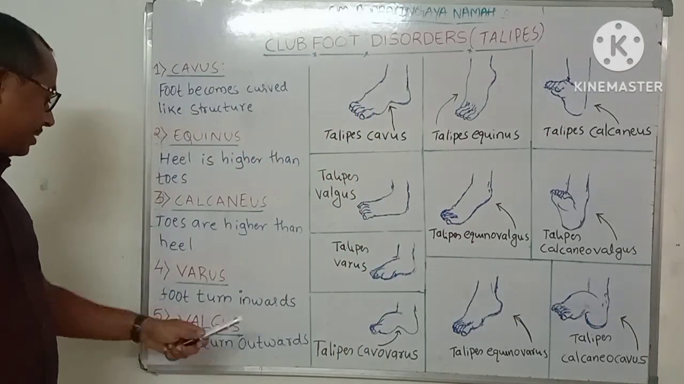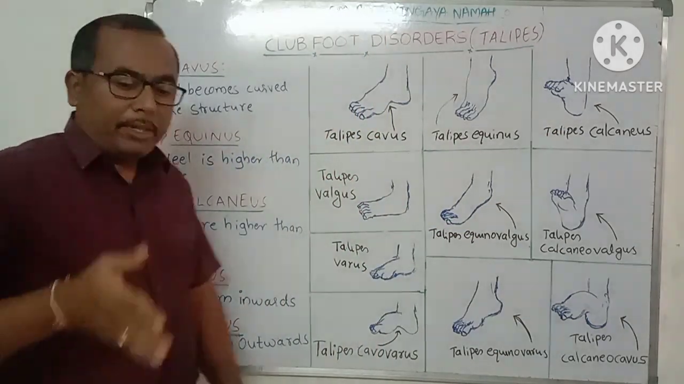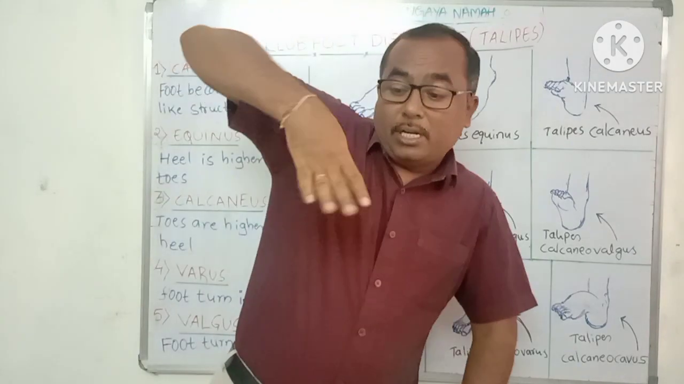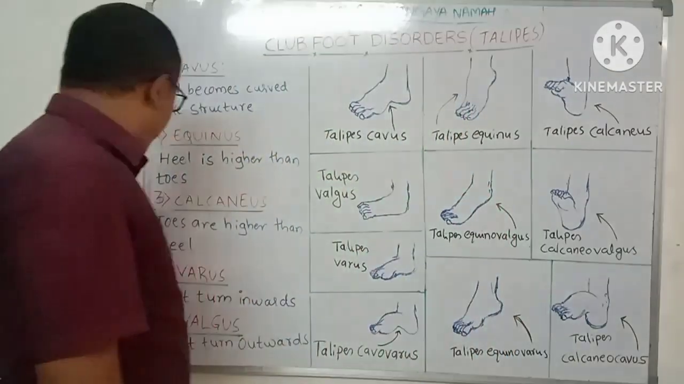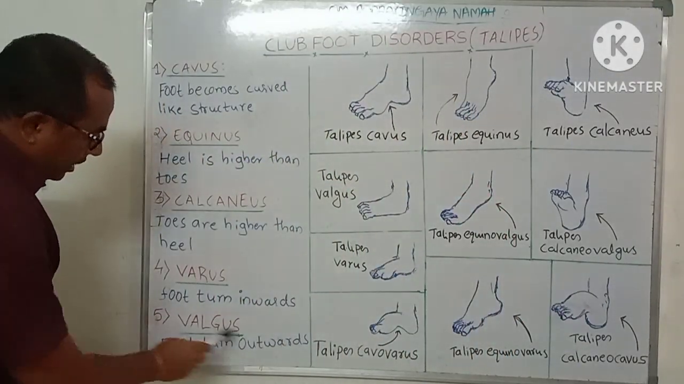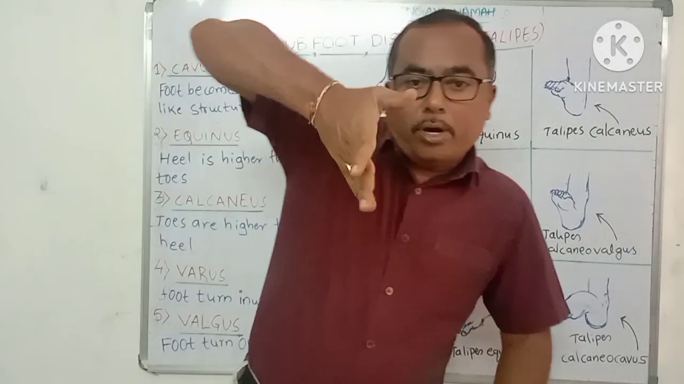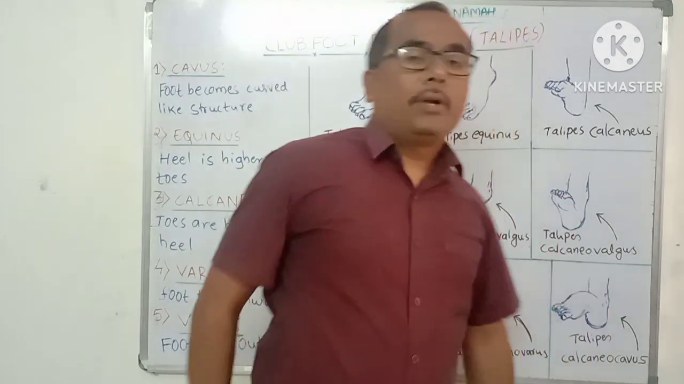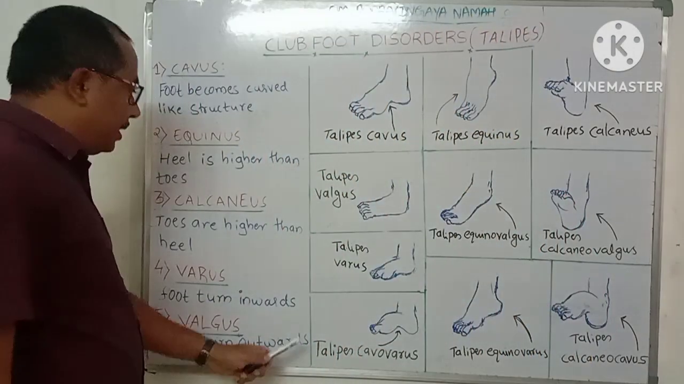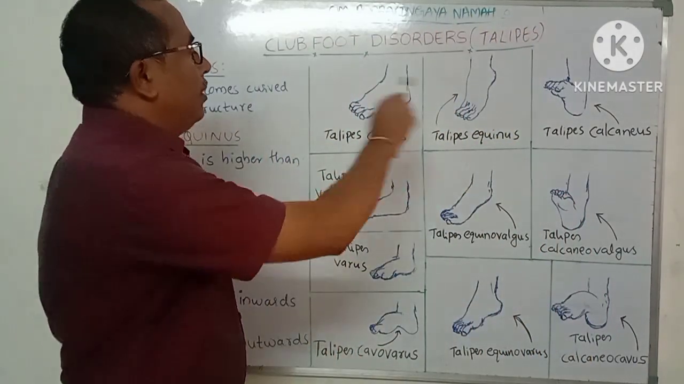Next one is varus. Foot turns inward. When the foot is turned inward, it is called varus. Then valgus. Valgus means foot turns outward. When the foot is turned outward, it is called valgus. Now let us see one by one.